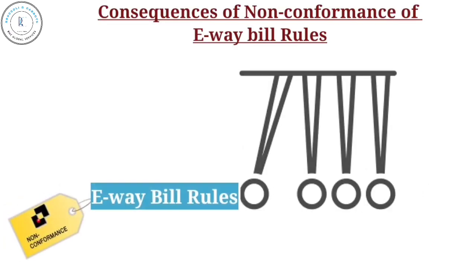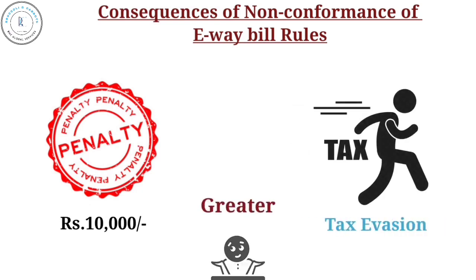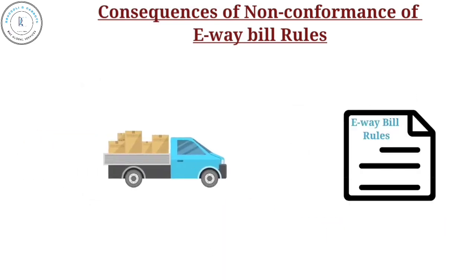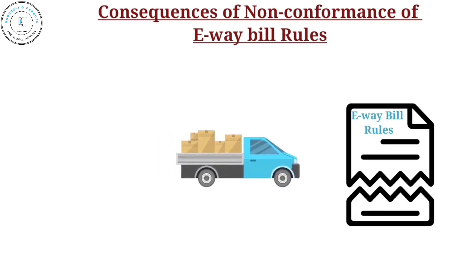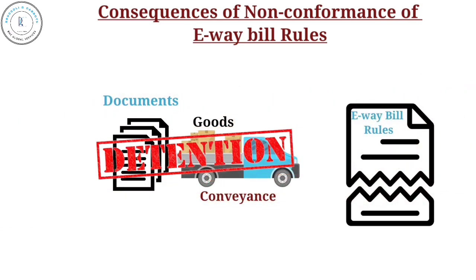Consequences of non-conformance of e-Waybill rules. Penalty of 10,000 rupees, or the tax sought to be evaded, whichever is greater. If goods are transported in contravention of the e-Waybill rules, all such goods and the conveyance used, and related documents, shall be liable to detention or seizure.